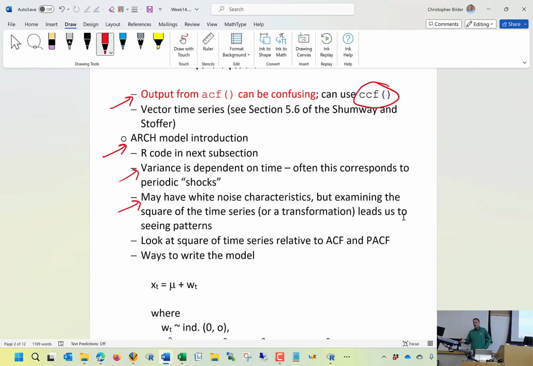Basically, these are often used in situations where you have what otherwise looks like a white noise process, except for the variance changing every once in a while. And what one can do is look at the square of the time series. If you look at the ACF and PACF of the square of the time series, it no longer has these non-significant autocorrelations or partial autocorrelations anymore. You see that there's some dependence in the squared values.